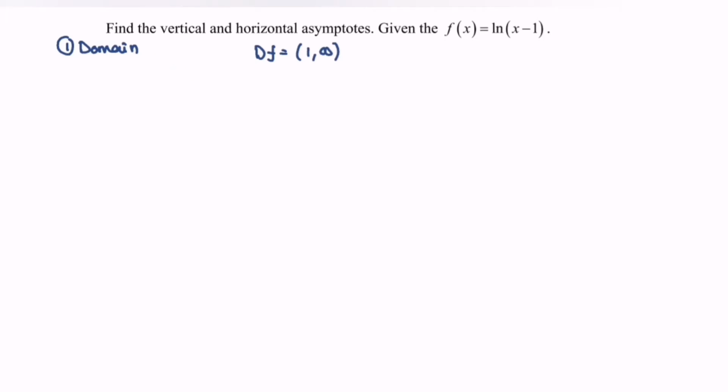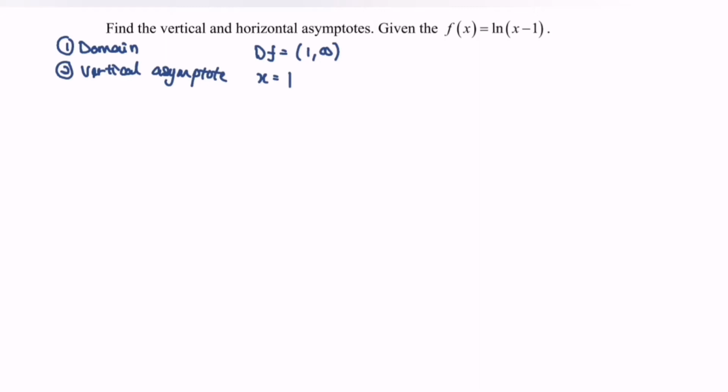Step number 2. Find the vertical asymptote. So kindly refer to the domain. Here, we notice that 1 is not included. So meaning that the vertical asymptote would be x equals 1.